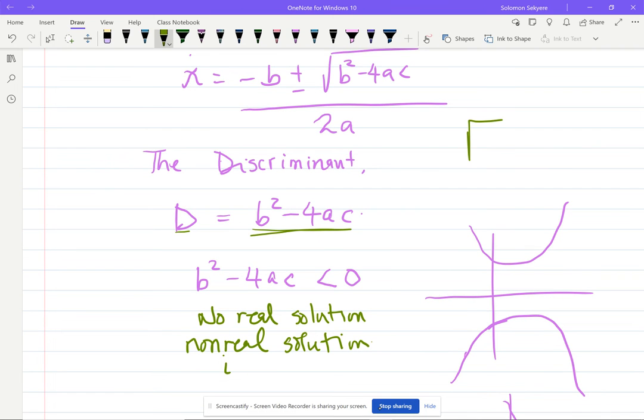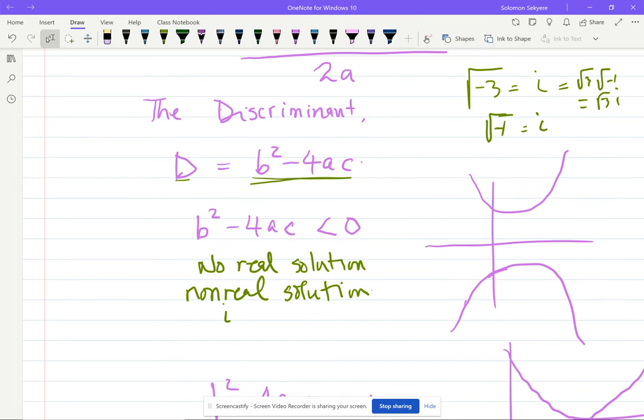Remember, if we have the square root of, say, a negative number, we cannot evaluate it. We end up getting an imaginary number, i. So the square root of negative 1 is the same as i. That's your i. So the square root of negative 3 will be the square root of 3 times the square root of negative 1, which is equal to square root of 3 i.